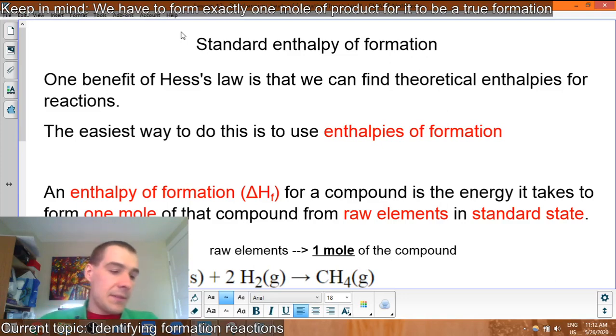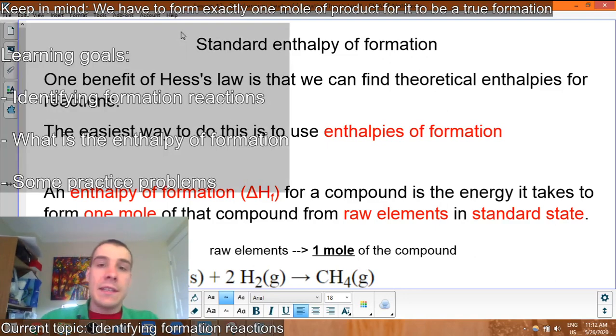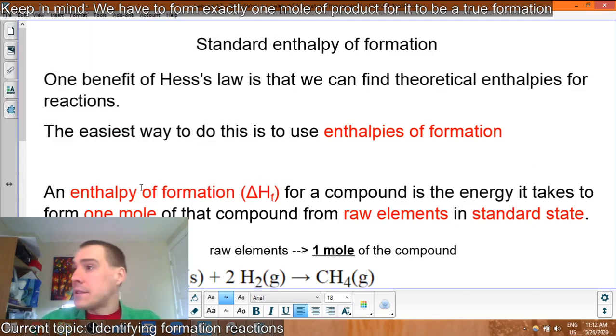All right, grade 12 chemistry. If you thought Hess's law was difficult, this is going to be a whole lot easier for you. This is called standard enthalpy of formation. So we're going to learn what a formation reaction is. We're going to learn what the enthalpy of formation is, and then we're going to do some practice problems. And you should be able to pick it up a lot faster than Hess's law.